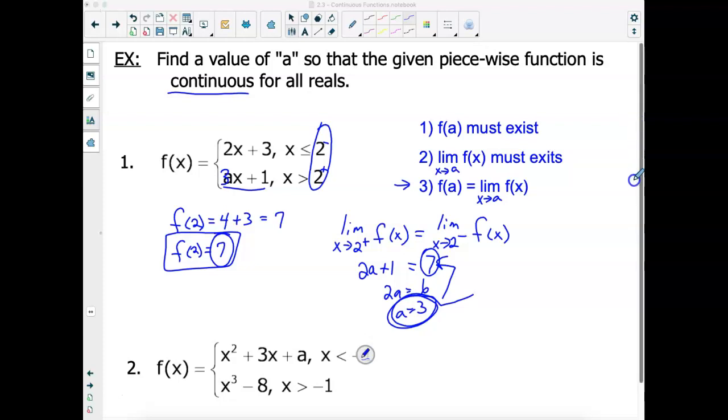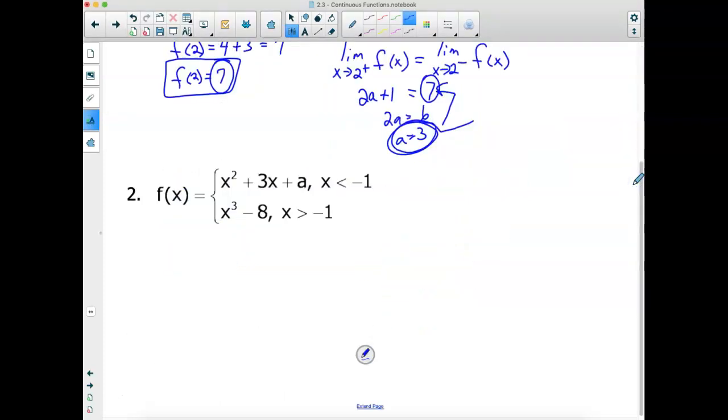Okay, so now we're just going to take a little gander here at the second one, and f of x. Well, I'm going to analyze this the same way. I need to be continuous everywhere. So the numerator, well, that's a parabola, so it's polynomial.